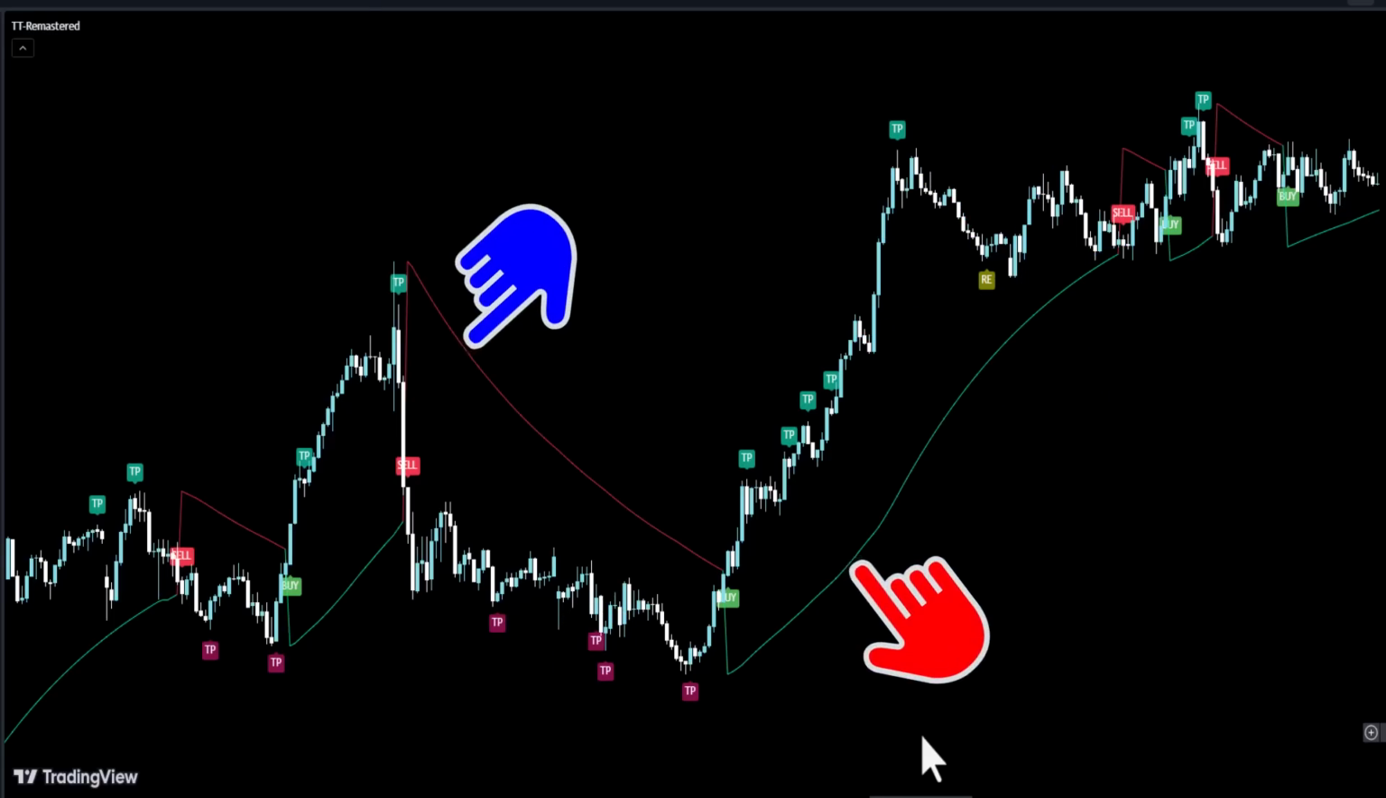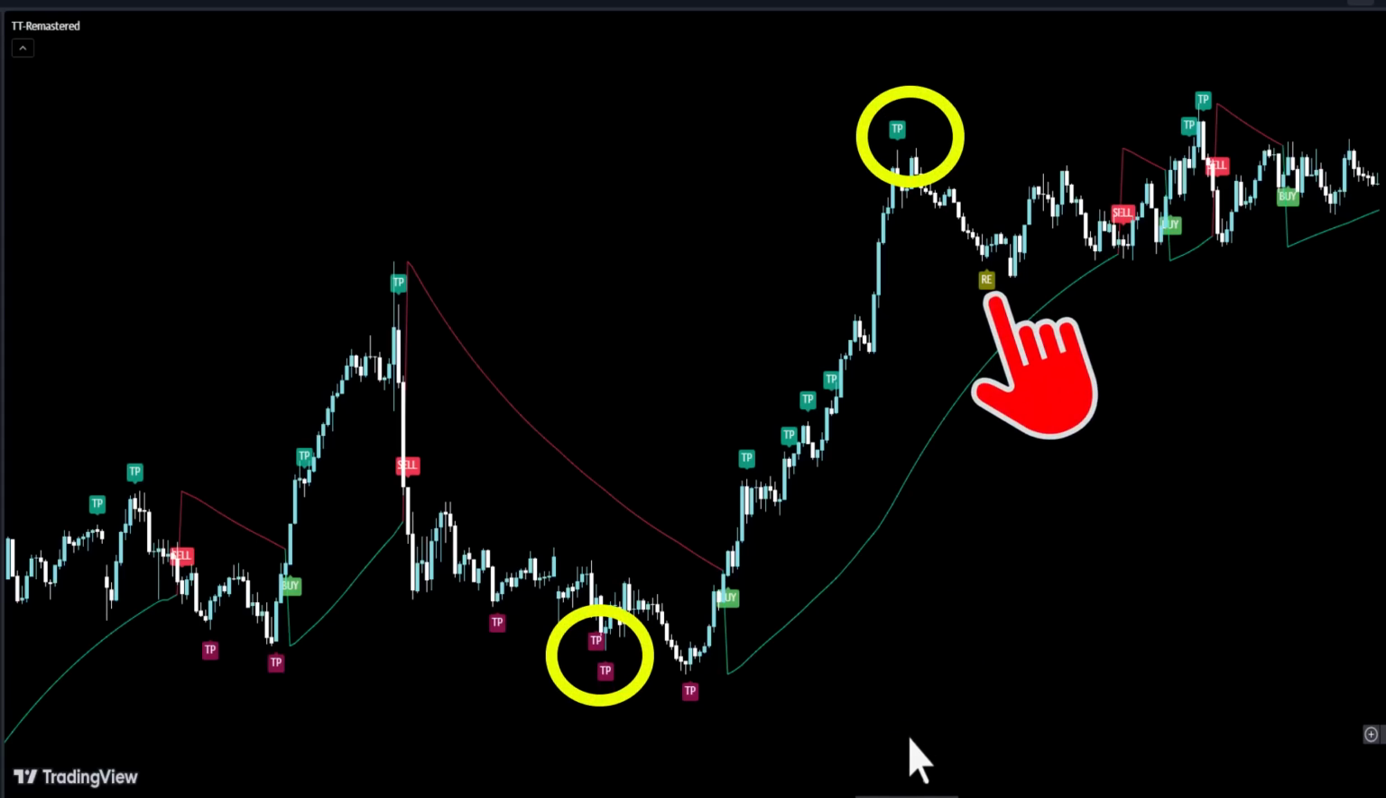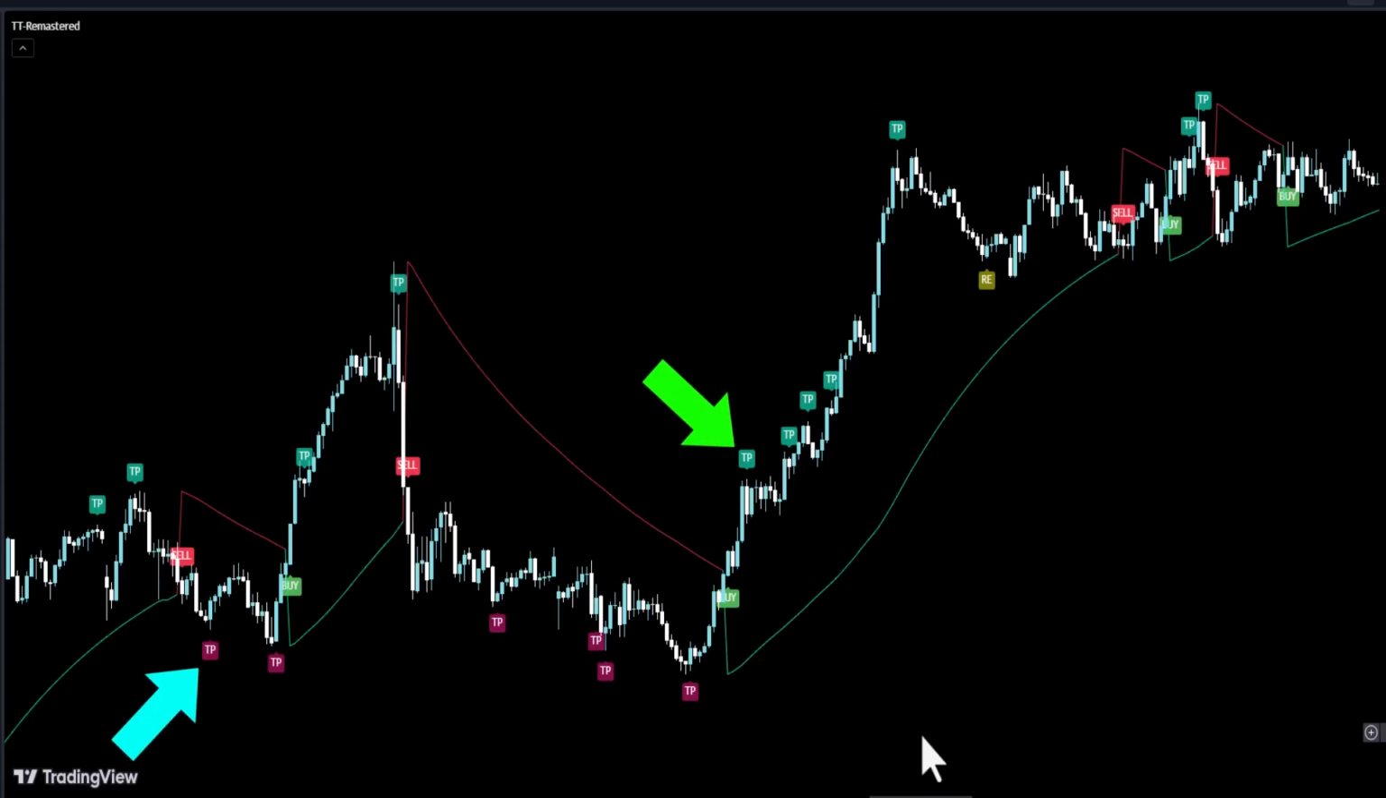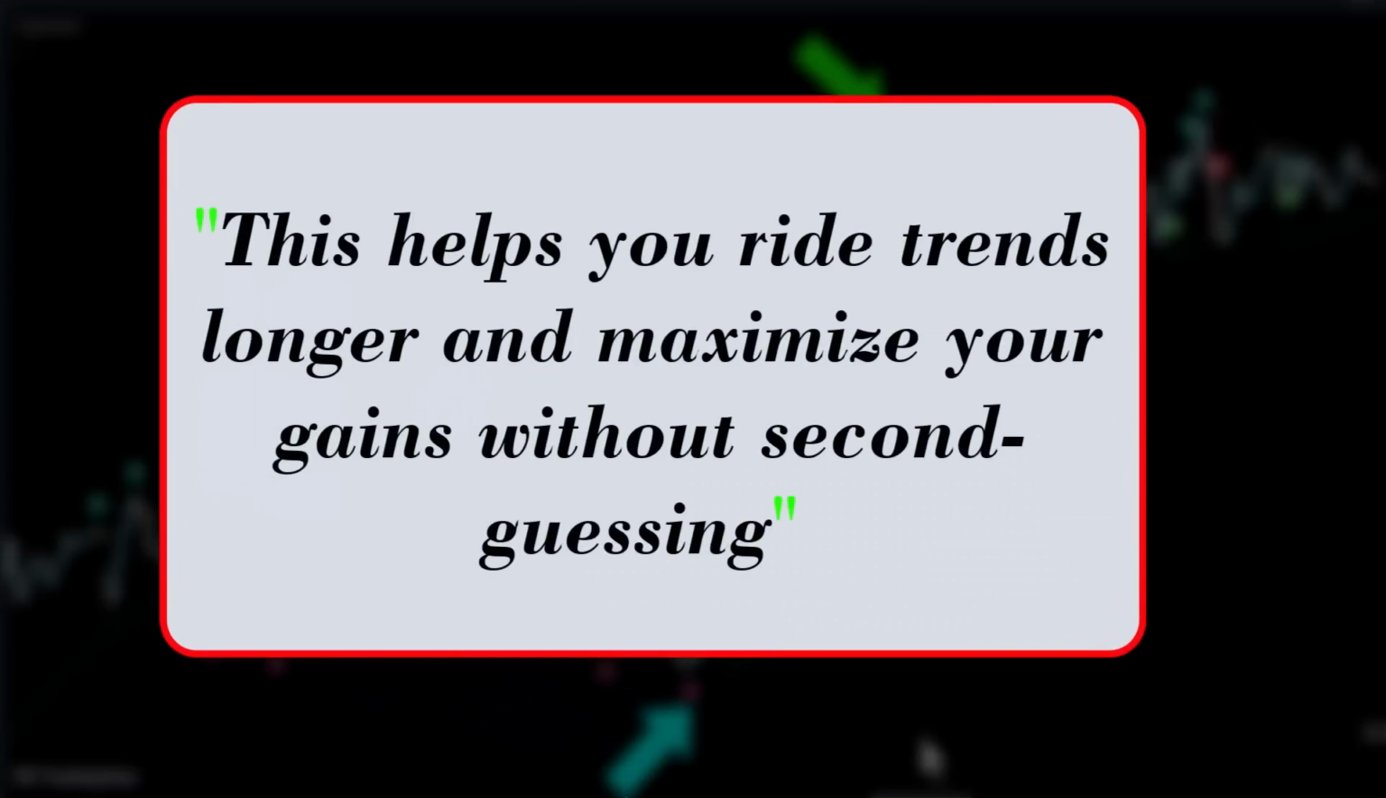The enhanced parabolic SAR gives you incredibly clear entry signals so you can confidently enter a trend, but the Bill Williams fractals deliver a double blow by providing you with exact take profit signals and ideal re-entry opportunities once those profits are locked in. And here's where it gets even better. Instead of just one take profit signal, Trend Trader Remastered dishes out multiple progressive take profit levels. This helps you ride trends longer and maximize your gains without second guessing.